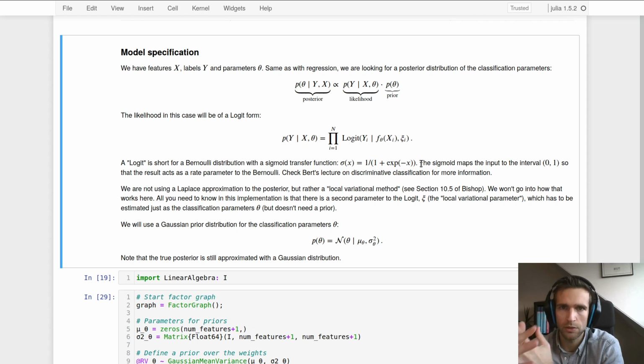It's well described in Bishop as well. Code-wise, so in terms of programming a model, that's actually not the easiest approximation. Rather, this logit likelihood function is a bit easier, but how it works mathematically is a bit different from the Laplace approximation. It's something called the local variational method. It's described in section 10.5 of Bishop, and I encourage you to have a look at that if you're interested. For now, we won't go into the details of this logit distribution or this local variational method.